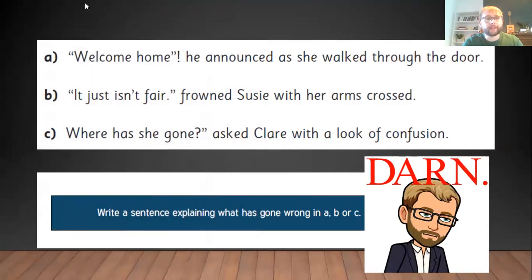So, similar again this time, this task. Three sentences there, A, B, and C. I just want you to explain what's gone wrong in each of them, because something has. I've got them wrong again. And all you need to do is work out what it is that's wrong. When you've done that, rewrite them, start the video again. Speak to you in a moment.